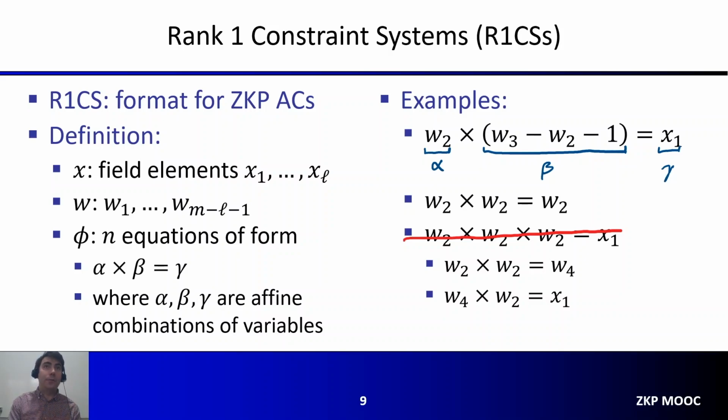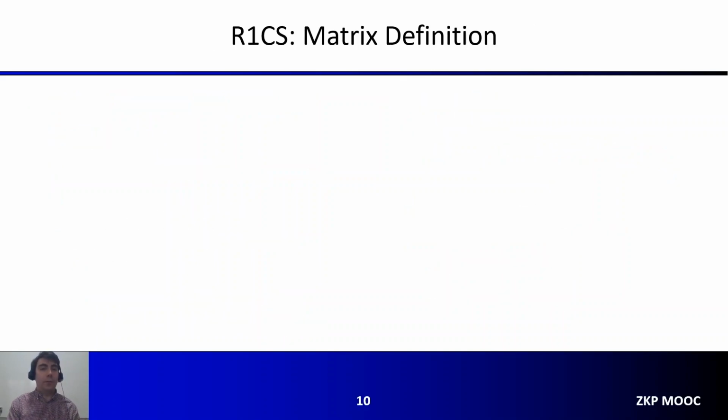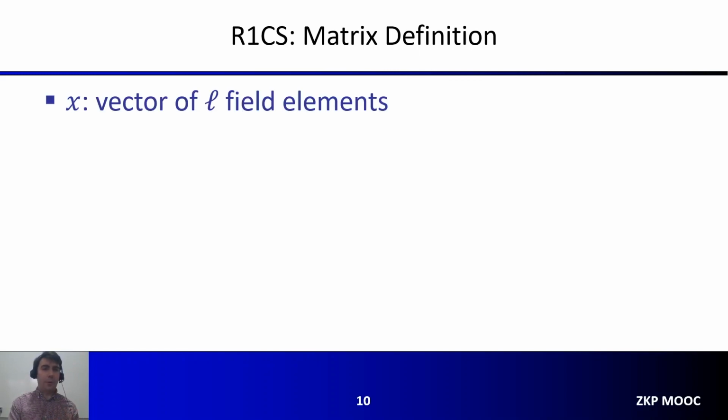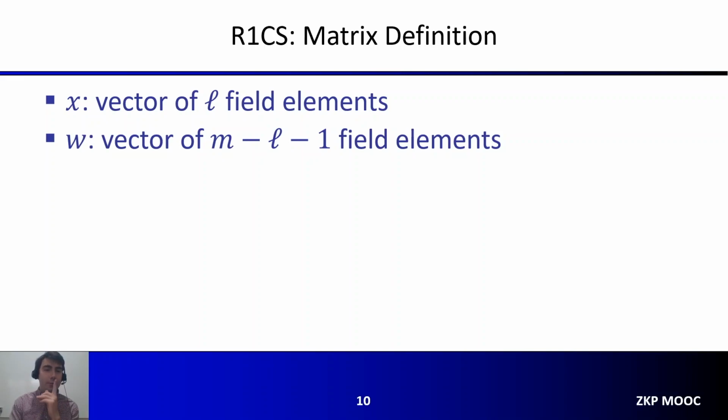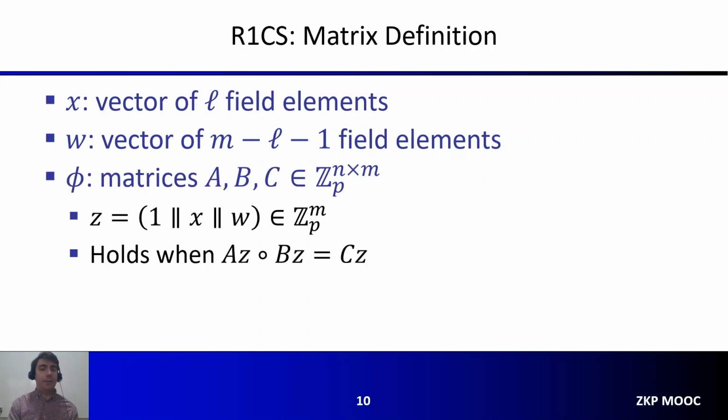But there's also another way of seeing them, an equivalent way of seeing them, that is sometimes useful. And this is the matrix definition of R1CS. The definition starts very similarly. You view X and W as vectors of field elements, but you define the predicate in a slightly different way. You say that the predicate is now defined by three matrices, A, B, and C, such that the predicate holds if z is defined to be 1 concatenated with x concatenated with w, Az element-wise product with Bz is equal to Cz. So Az, Bz, and Cz are three different matrix products, and we're saying that the element-wise product of the first two matrix products should be equal to the third.